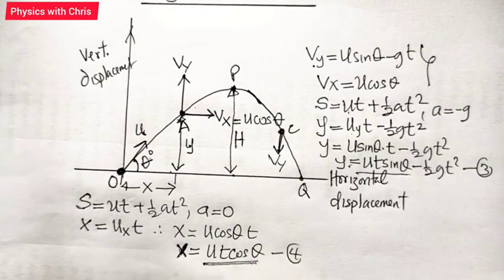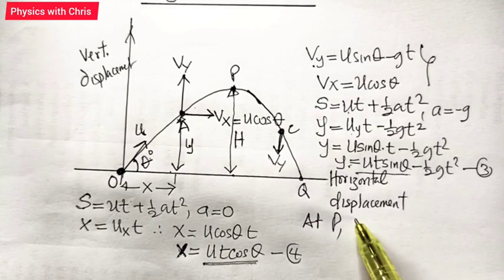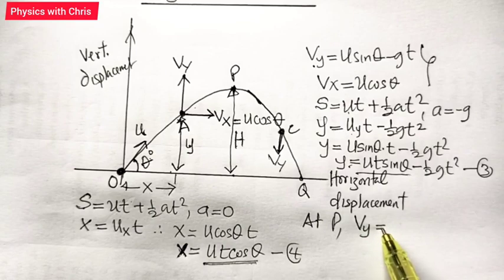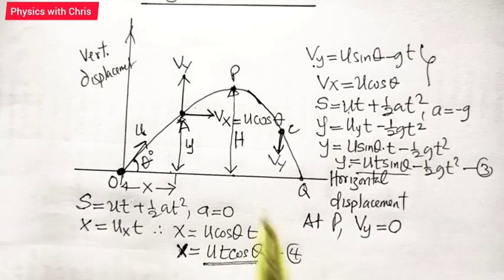Now, at point P, what happens to the projectile? At its highest point, we should know that the vertical component of the projectile's velocity is zero, because it has reached its highest point. It's like the case when a body is projected vertically upwards. We said at maximum height of its motion, the body's final velocity is zero. So a similar thing applies here. At point P, the highest point on the path of projection, its vertical velocity is zero.